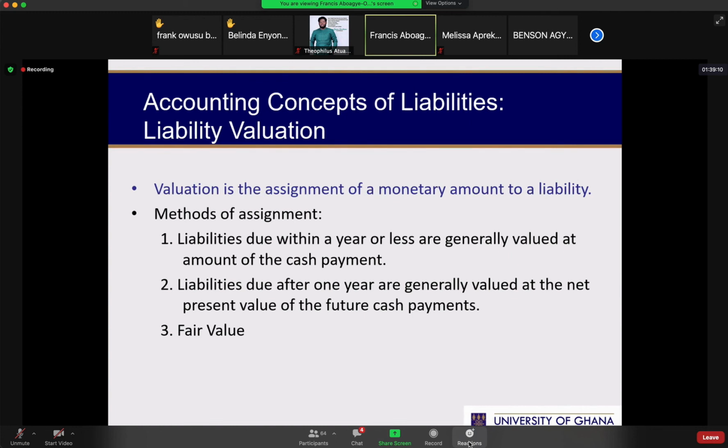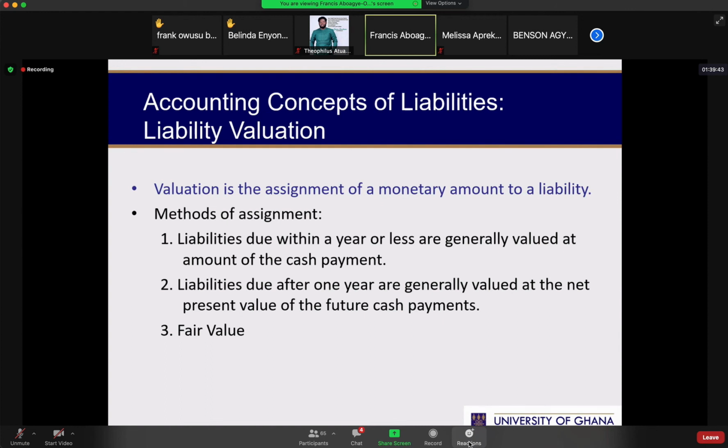So if I come to you and I tell you, give me 500, and I'm going to pay you 500 in the next few months, then the liability that I will put in my financial statement will be the 500, because that's the cash amount that I'm going to use to settle. But if the liability will be paid over more than a year, then it will be based on the present value, or the net present value, of the future cash payments.